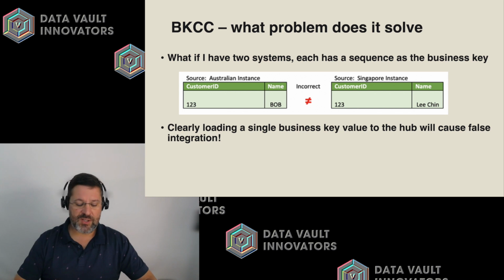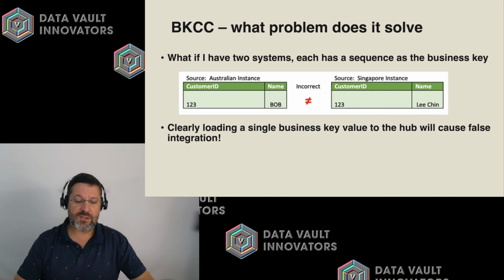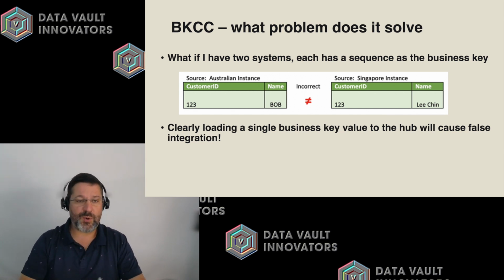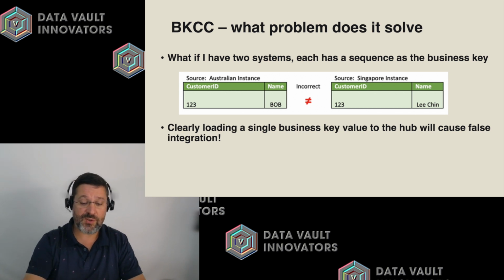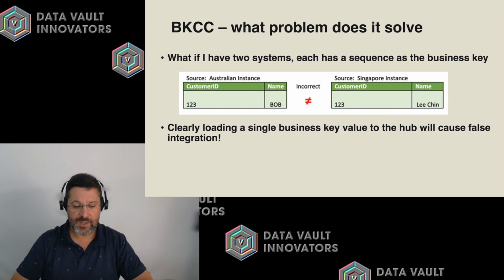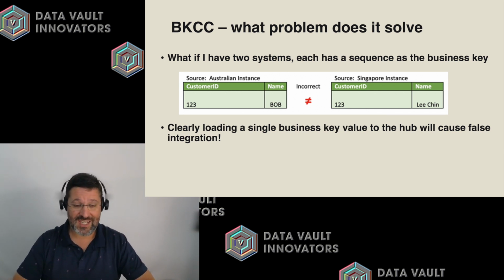What is the scenario we're trying to solve here? Here we have two instances of the same application. In the Australian instance, we have Bob being allocated a surrogate key, 123, but in our Singapore instance, we have Lee Chin, which was also given the customer ID of 123. Now, clearly, for the sake of the obvious, these are two different people. So if we try to integrate just on the 123 value, because there is no other business key but our surrogate key, sometimes our surrogate keys do behave like business keys and therefore do qualify as business keys.